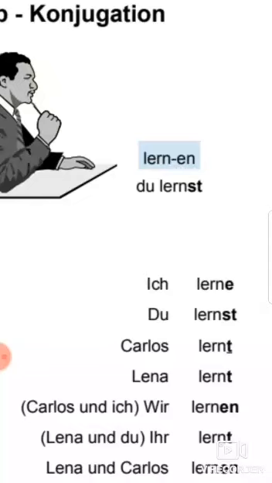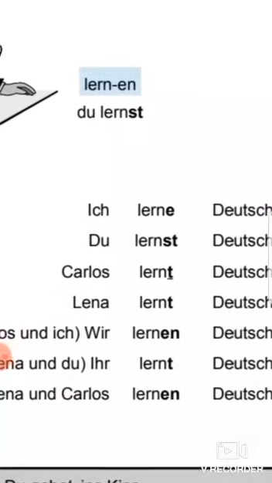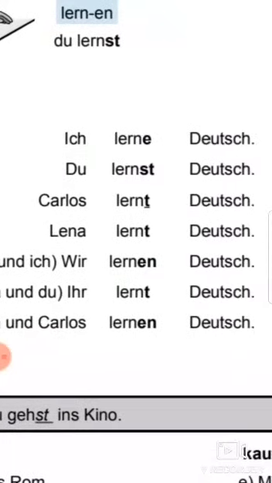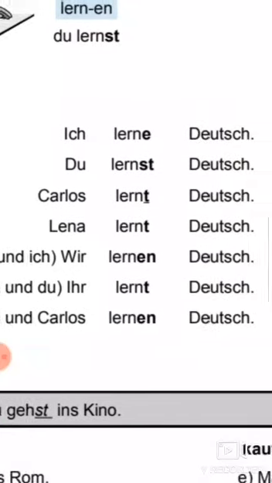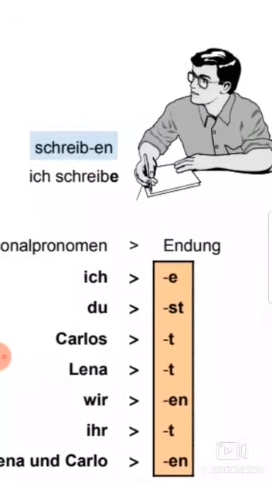So he learns, er lernt. She learns, sie lernt. It learns, es lernt. And they learn, sie lernen. So, ich lerne Deutsch, du lernst Deutsch, Carlos lernt Deutsch, Lena lernt Deutsch, wir lernen Deutsch, ihr lernt Deutsch, Carlos und Lena lernen Deutsch. So these are the formulas used.